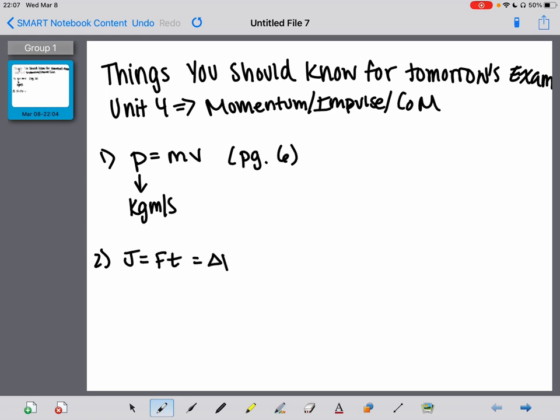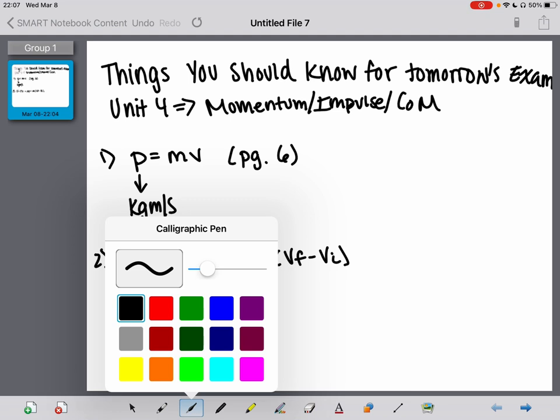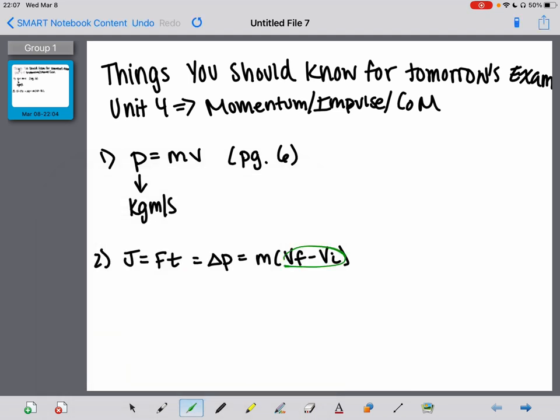The second thing that we covered was impulse, which was the long formula J equals Ft equals the change in momentum equals mass times final velocity minus initial velocity. Keep in mind, we said that only velocities change, so this is just another way to write delta V.